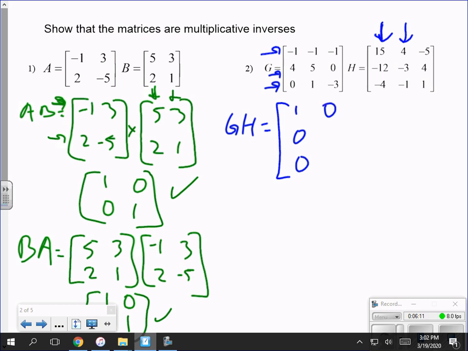Then I do the same thing, 4 and 5 and 0 times these. 4 times 4 is 16. 5 times -3 is -15. That's 1. Plus 0 gives me 1. And then I do 0, 1, and 3 times 4, -3, and -3. So I get 0, -3, +3, add them together, I get 0.